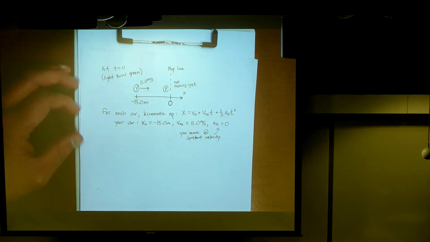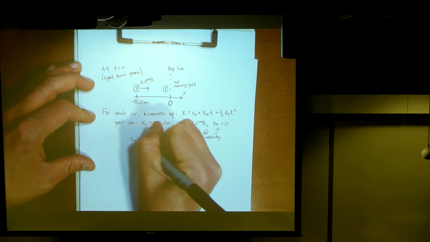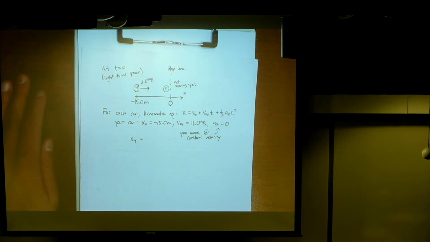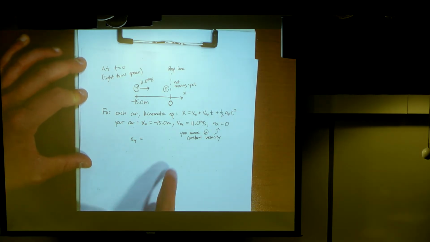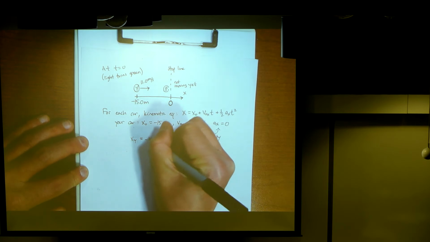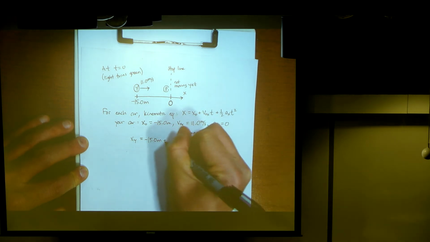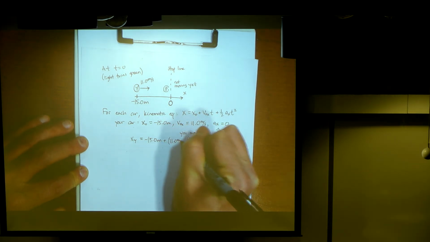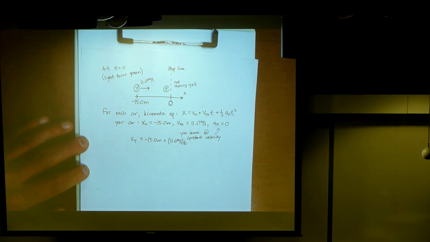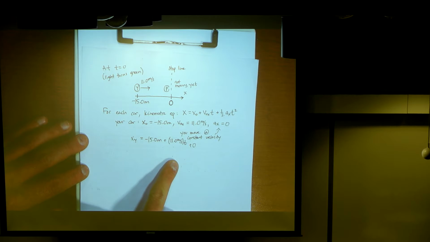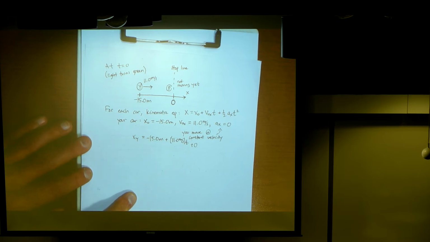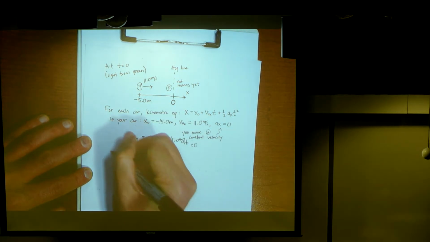Okay? And that means x_y, that is the x position of your car, that's what we're saying here, is equal to x naught, which is minus 15 meters, plus v naught, which is 11 meters per second, times t. But then we just add 0 to that because you're not accelerating, okay? So as far as your position, it's just minus 15 plus 11 times t.